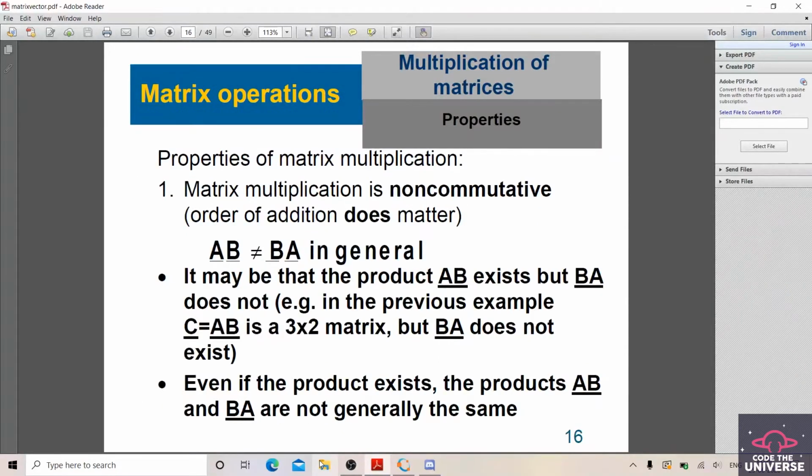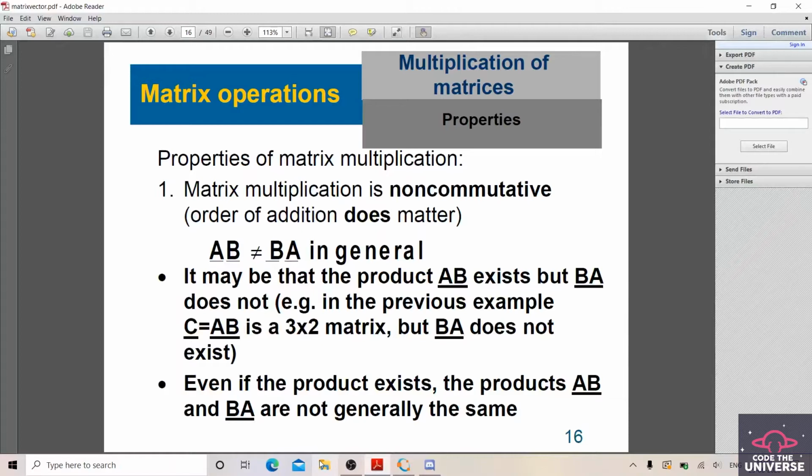So again, we have some properties related to multiplication of matrices. Well, the first one is that it's non-commutative, which means that AB is not equal to BA in general. All right. So what that means is that there are some cases where AB might be equal to BA, but those are exceptions. In general, AB is mostly not equal to BA.